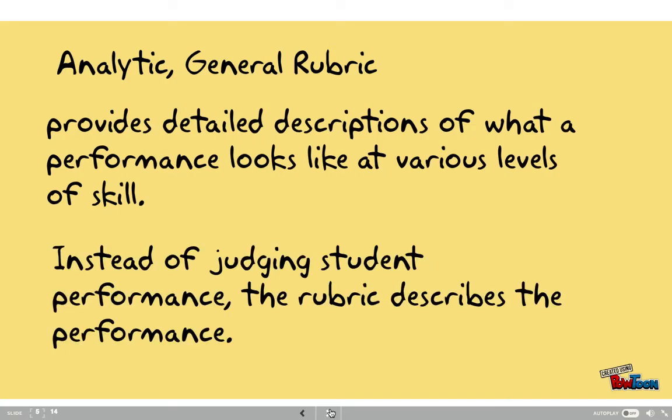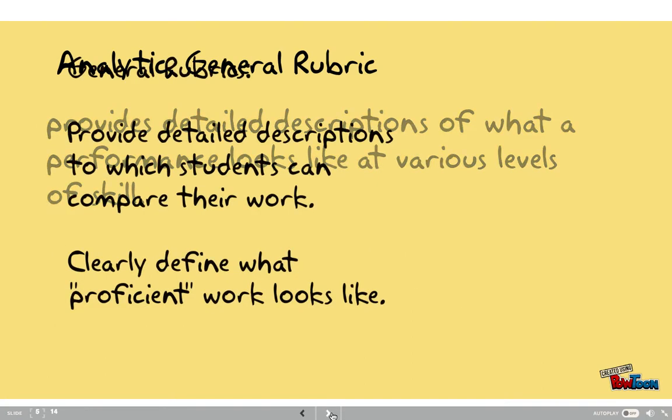They are intended to provide detailed descriptions of what performance looks like at various levels of skill. Those levels of skill might be beginning, developing, secure, might be initiating, refining, sustaining. However it is you determine what the levels are, they should build on each other, and they should provide students great opportunities to compare their work. The point of a general rubric is not to judge student performance. It's really intended to describe what the performance should look like.